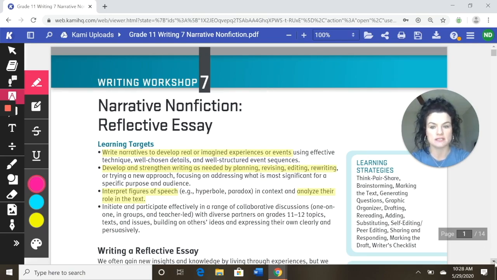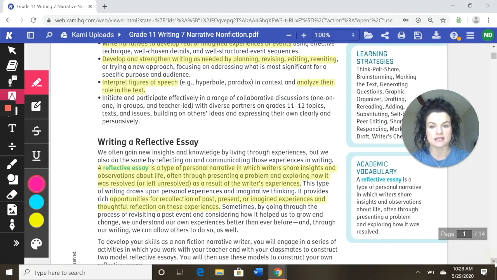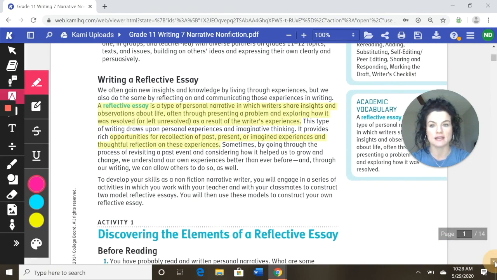So let's move down here to writing a reflective essay. Again, I've gone through and I've highlighted the essential parts that we're going to look at. Read along with me here. It says a reflective essay is a type of personal narrative in which writers share insights and observations about life, often through presenting a problem and exploring how it was resolved or potentially left unresolved as a result of the writer's experiences. It also provides opportunities for recollection of past, present, or imagined experiences, and thoughtful reflection on these experiences.